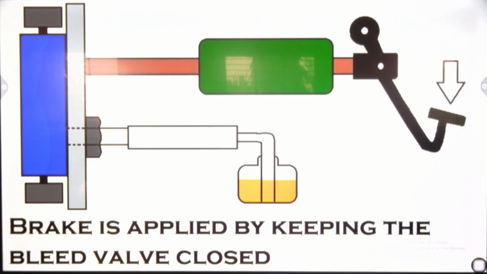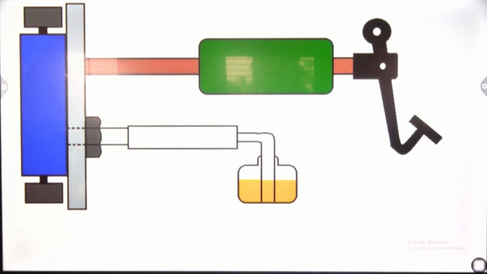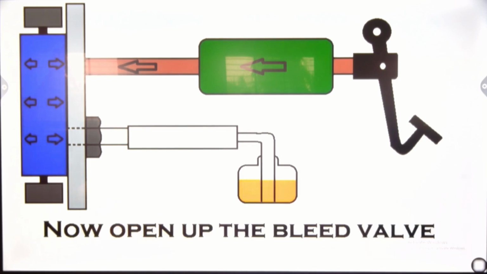Now the brake bleed valve is closed. Next we can apply the brake pedal. Then apply the brake pedal in the master cylinder, the fluid moves toward the transmitting pipe toward the wheel cylinder or piston or drum. Then the pressure is developed. Then what happens? Now open the bleed valve.